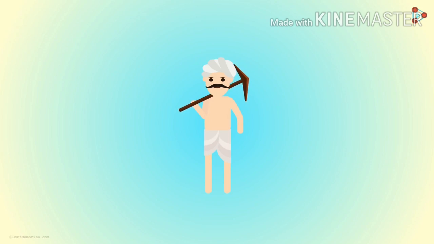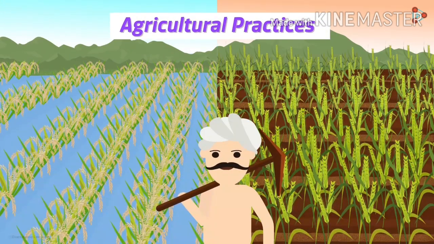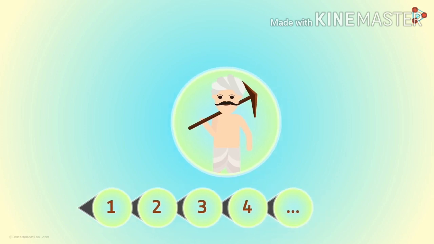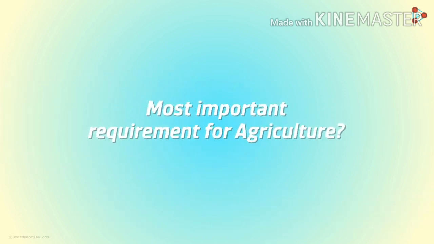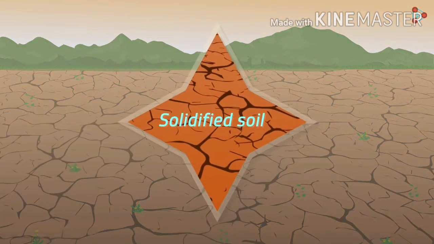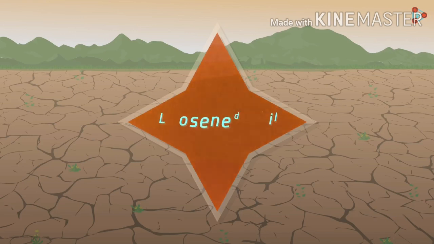Let us pick up from where we left off. Agricultural practices, right? We decided to learn the various processes used for the activity of agriculture. What do you think is the most important requirement for agriculture? Soil, that's right. But do you know that soil needs to be prepared for crop production? Yes, soil is usually found solidified into hard chunks of soil mass. This soil needs to be softened and loosened.